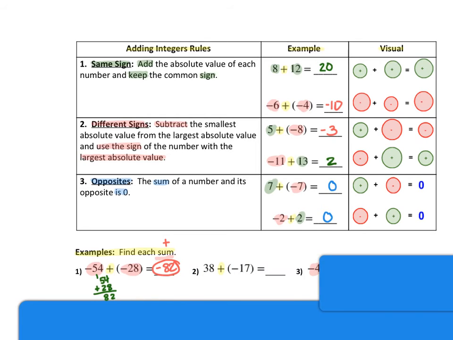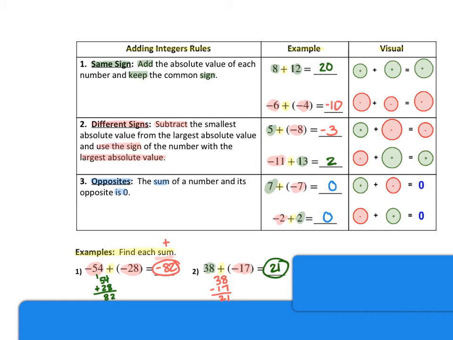All right, let's look at example 2. Now we're taking a positive number and adding it to a negative number. They have different signs, so we subtract. We take the one that we have the most of. We have more positives than we do negatives, so we know that our answer is going to be positive. So we take 38, and we're subtracting because they're different signs. So we take 38 minus 17. 8 minus 7, you get 1. 3 minus 1, you get 2. And so we know our final answer is going to be positive 21.